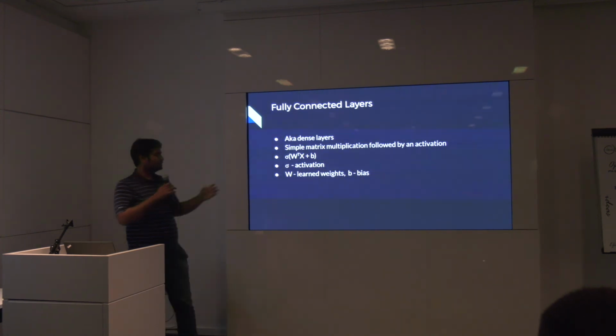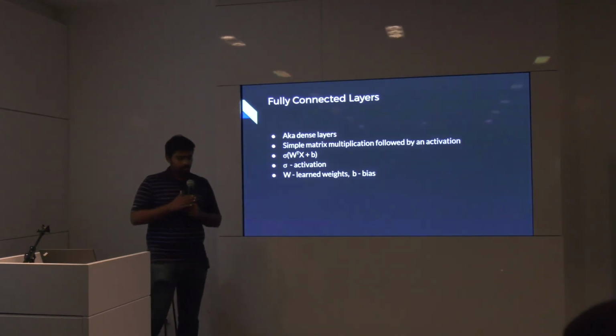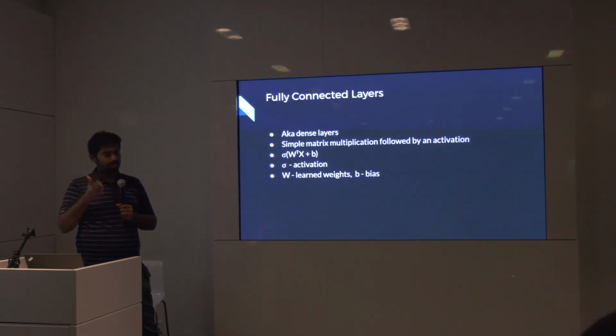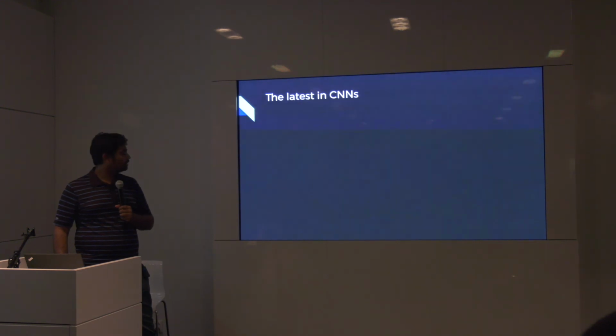And the B is a bias, so that you can learn things that are not centered at the origin. Okay. It's like this is the final slide.